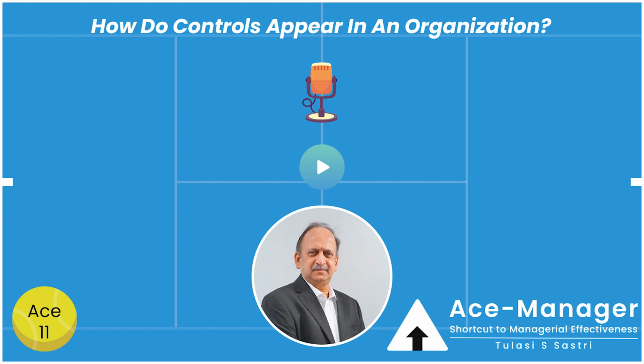Control focus, ACE level. How do controls appear in an organization? In my last 10 podcasts, you have seen how frauds, manipulations, and errors occur and how they could be minimized with the help of internal controls.